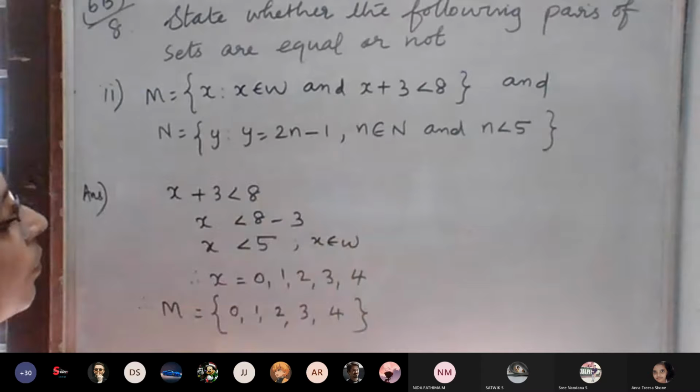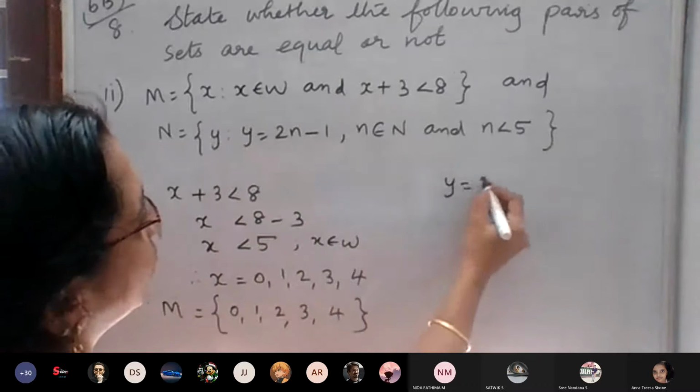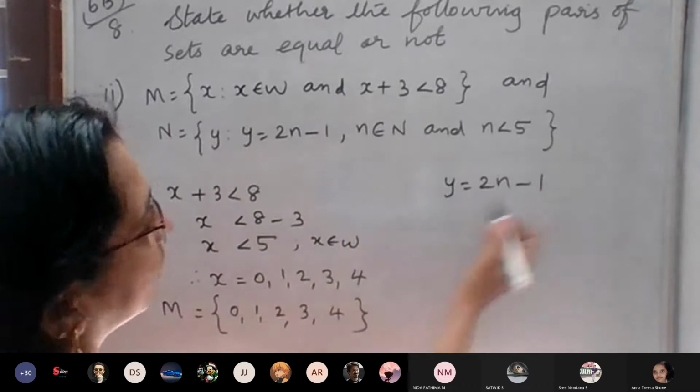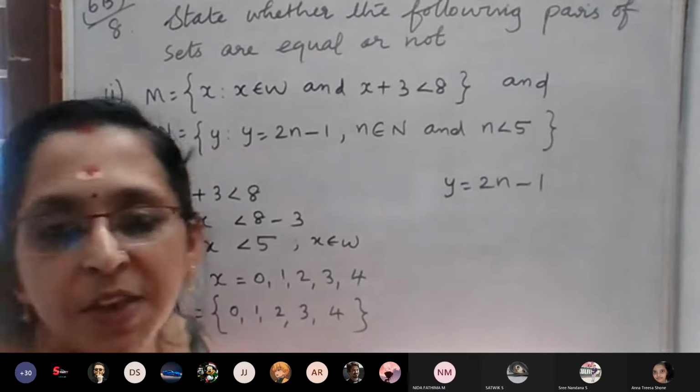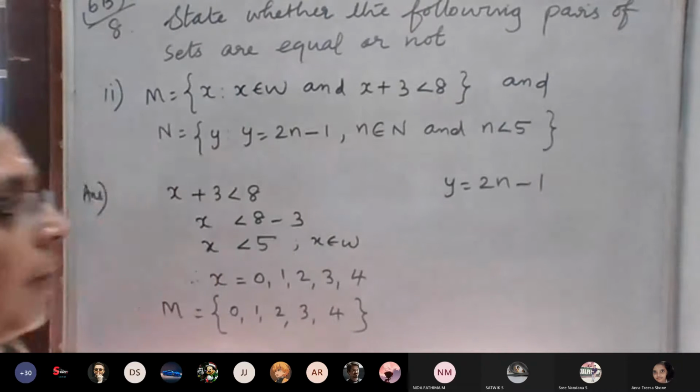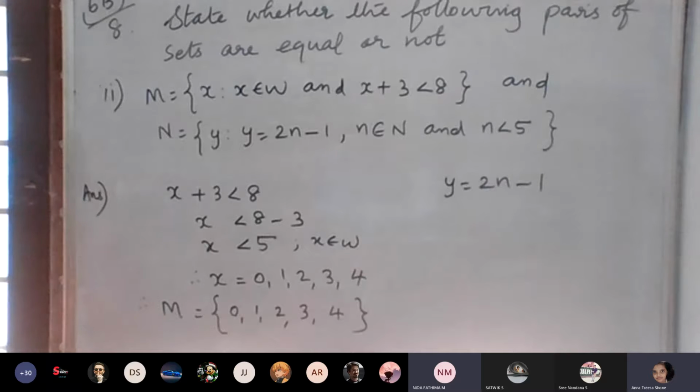Then next, we have to find out N. Y is equal to 2n minus 1. Can we apply this formula method here? We can substitute only, no, ma'am? We want to do that.